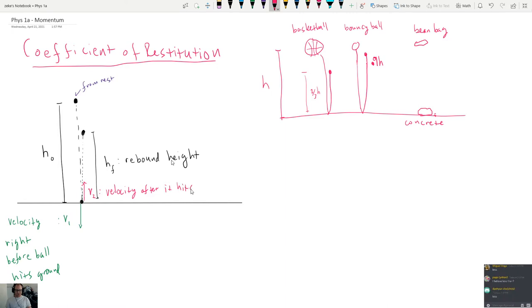Okay, a bunch of different answers, which is great. Some people say less than, some people say greater, some people say equal. Let me repeat what's happening. So we drop the ball from rest. Right before it hits the ground, it's going to pick up some speed. Call that V1.